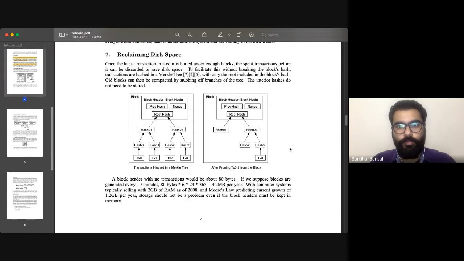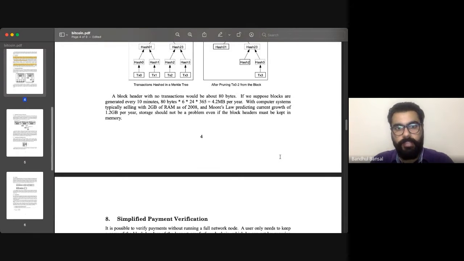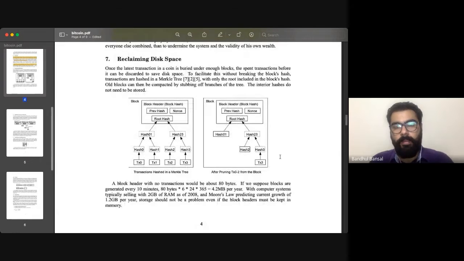In this video, we'll try and understand reclaiming disk space and as well as simplified payment verification. So in reclaiming disk space, what Satoshi has said is that once the latest transaction in the coin is buried under enough blocks, the spent transactions before it can be discarded to save disk space, and this is done using Merkle tree concept, right? So let's have a brief understanding about what exactly these two things are. How can we save disk space and what exactly is Merkle tree?